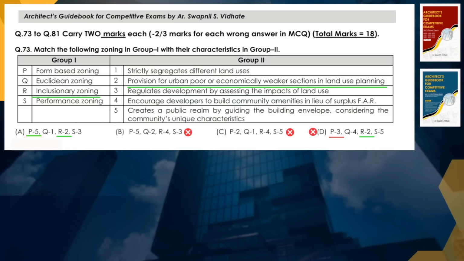Then what are the other options here? Option A says P5, that means form based zoning. They have matched it with create a public realm by guiding the building envelope considering the community's unique characteristics. Now this is the correct pair. Option D says they have matched form based zoning with regulates development by assessing the impacts of land use. Now this is not the correct pair, right? The correct pair is form based zoning. It correctly describes creating a public realm by guiding the building envelope considering the community's unique characteristics, right? So here option A will be the correct one.